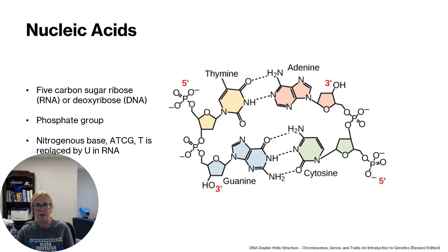They contain a phosphate group, and a bunch of phosphate groups form the backbone of both DNA and RNA. And they also contain a nitrogenous base or nitrogenous bases. In the case of DNA, the nitrogenous bases are adenine, thymine, cytosine, and guanine. And in the case of RNA, thymine is replaced by uracil.